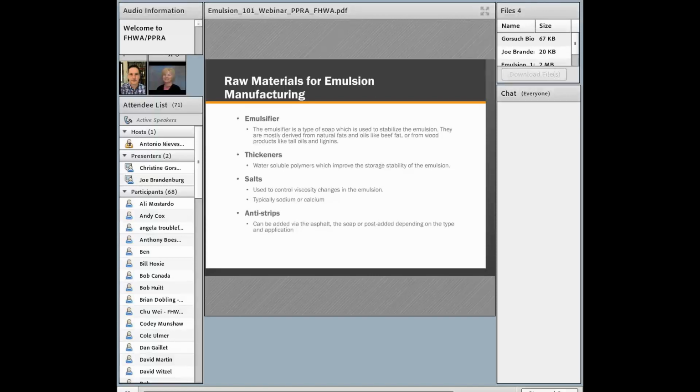Thickeners can be added to the water phase of your emulsion, which are water-soluble polymers. These help to improve the storage stability of the emulsion to prevent any settlement of the droplets and also to increase the viscosity of that water phase.